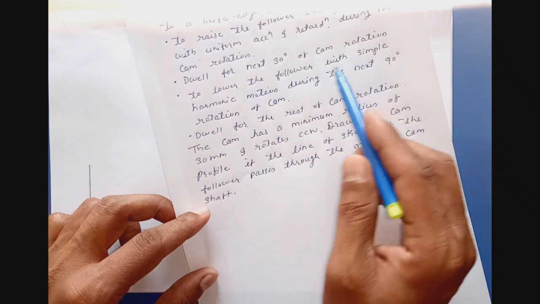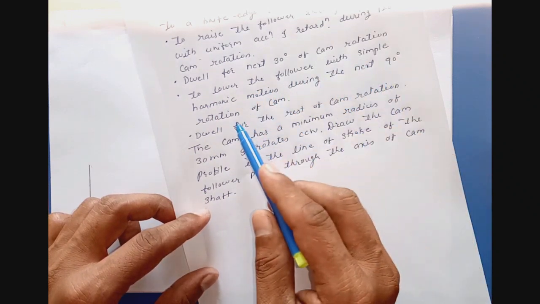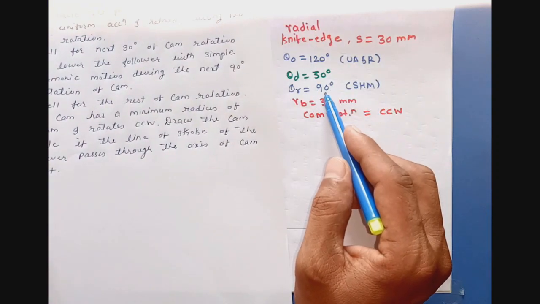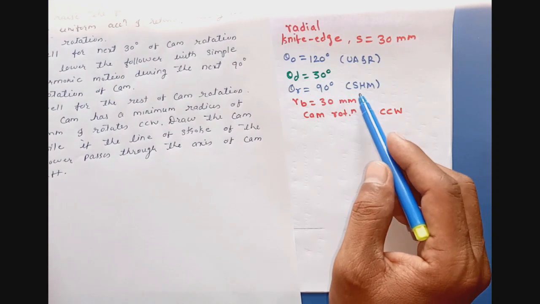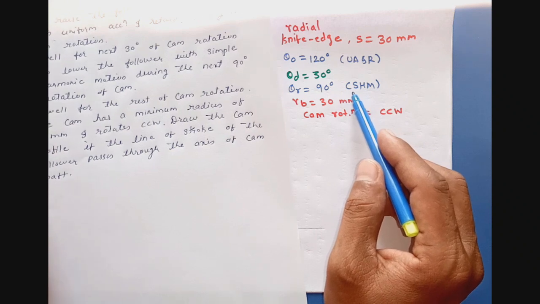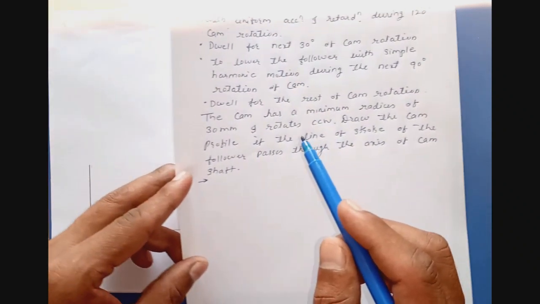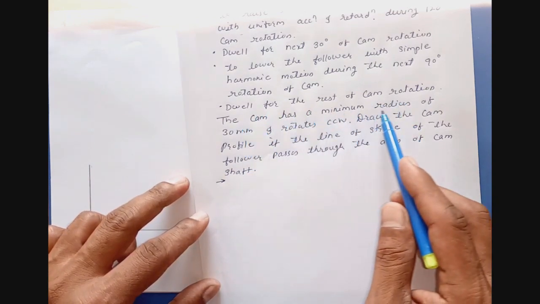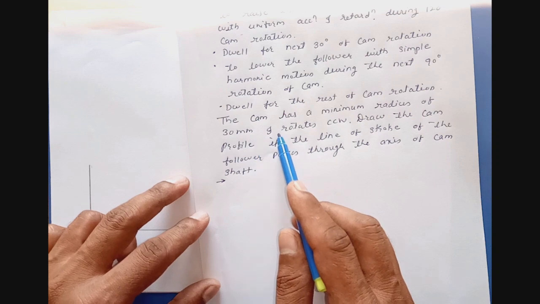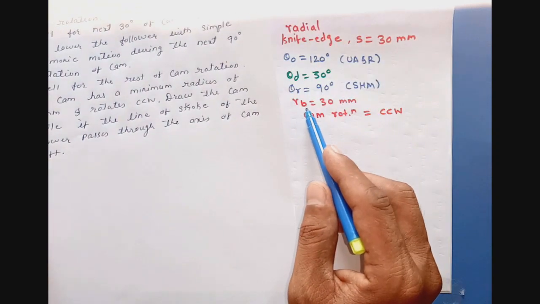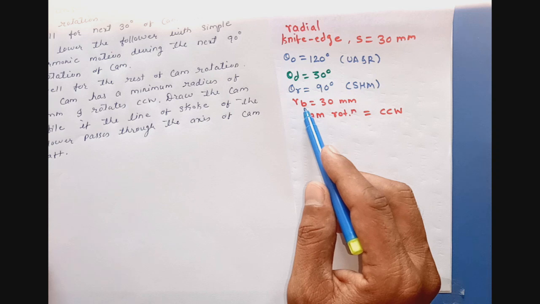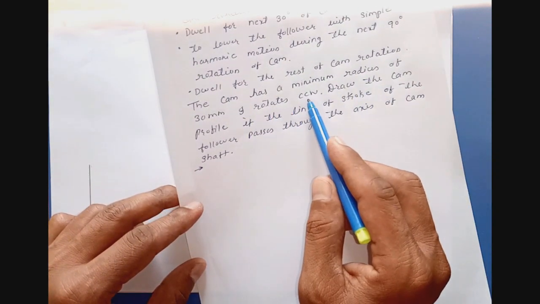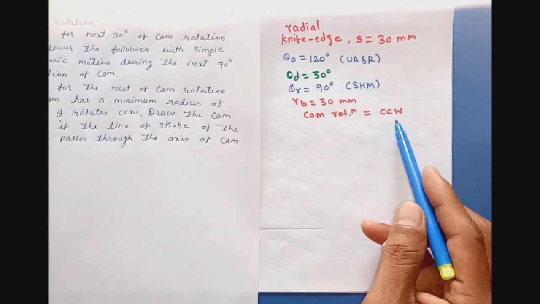Then to lower the follower with simple harmonic motion during the next 90-degree rotation of the cam. Now return stroke angle is 90 degrees, so theta r is equals to 90, and the motion of the follower during return stroke is SHM. Okay. Now there is dwell for the rest of the cam rotation. The cam has a minimum radius of 30 millimeters. So RB, which is the minimum radius of the cam or base circle radius of cam, is equals to 30 millimeters. And cam rotates counterclockwise. So cam rotation is counterclockwise.